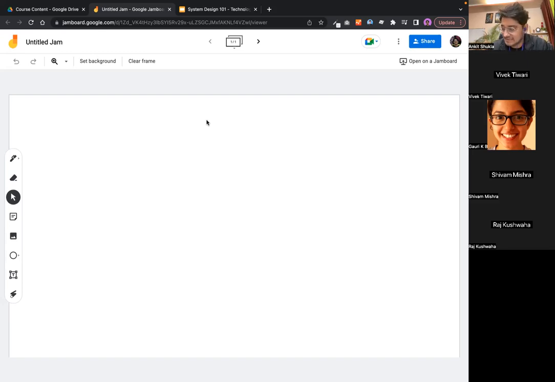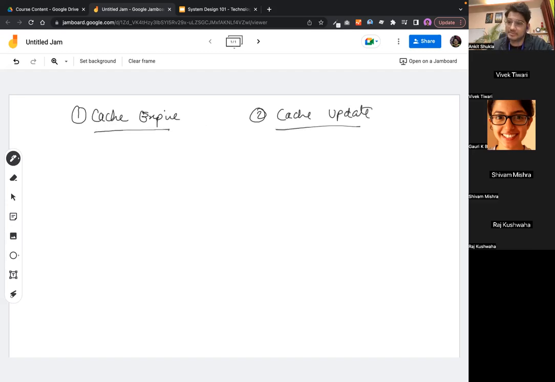So what will happen is that there are two kinds of policies: cache expire and cache update. This is completely different from company to company. Cache expire is about when you would go ahead and expire the cache.